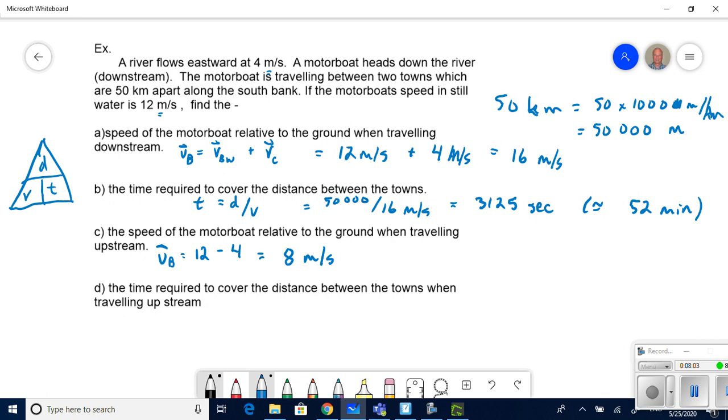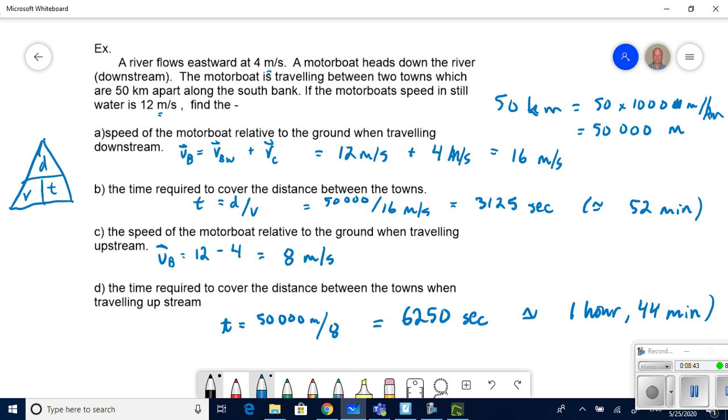I've got to cover the same distance, so the time in this case is going to be that same 50,000 meters, but I'm going at a different speed. Clearly it's going to take me a little bit longer. I get a calculation, and that's approximately 1 hour and 44 minutes. And I just take that elapsed time and divide by 60 to get 52 here. That's exactly how I do that.